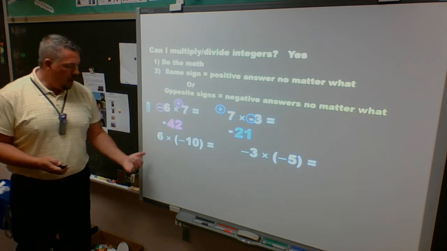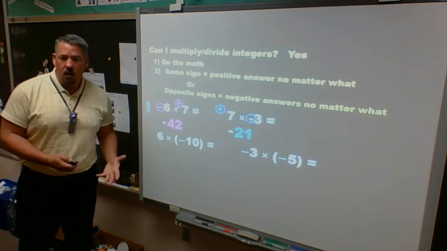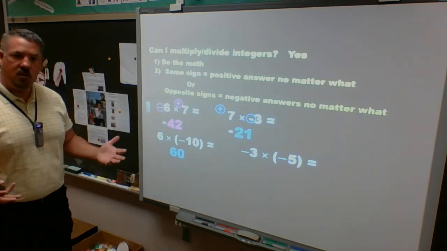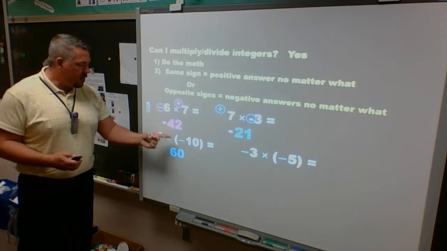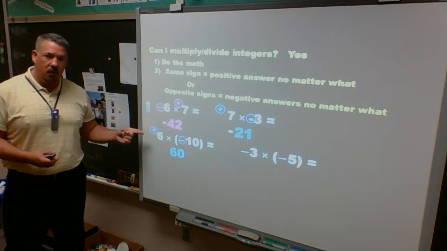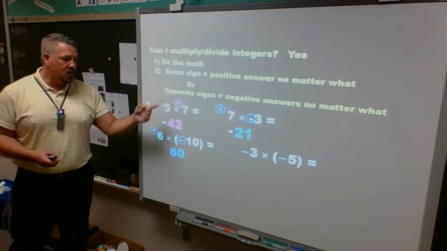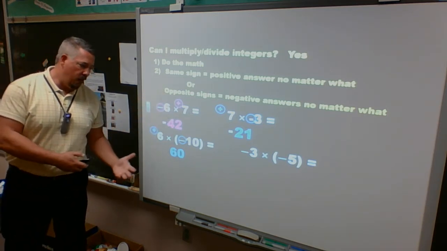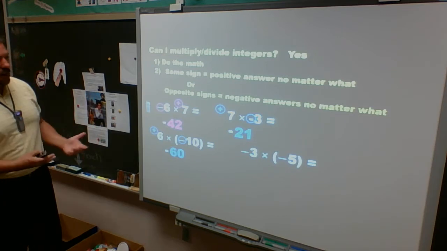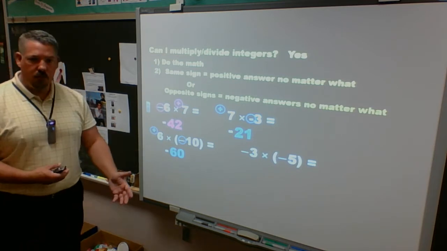So when I do the math, I end up with 6 times 10, once again basic multiplication, which is 60. Then when I look at the signs, I have a positive, even though there's not one there, it's that understood positive, and a negative, once again opposites, so I have a negative number. Negative, negative, negative. What about the last one?